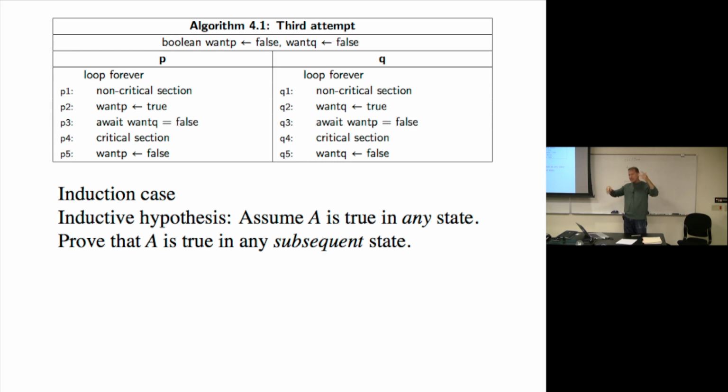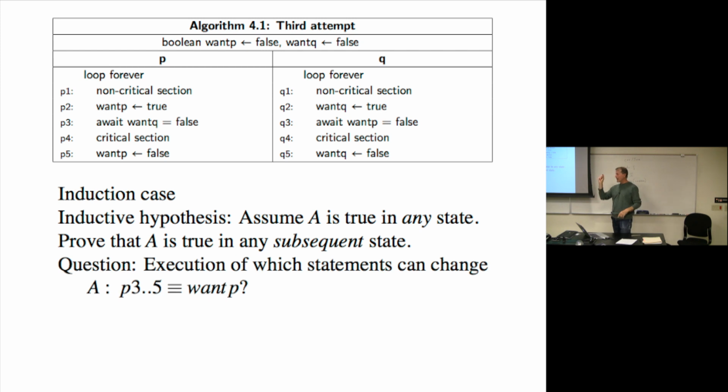Who knows? We'd have to go through and count all the states. So we have to use some reasoning to see. So what do we have to reason? What is it that we're trying to prove? We have to reason how A, capital A, can change. Do you see what I mean?